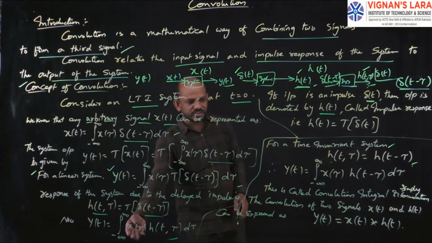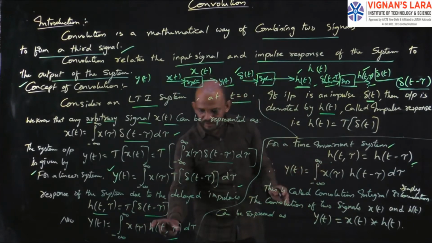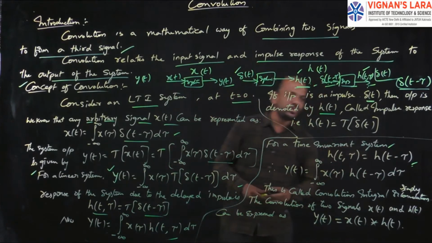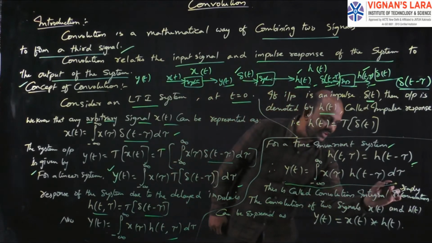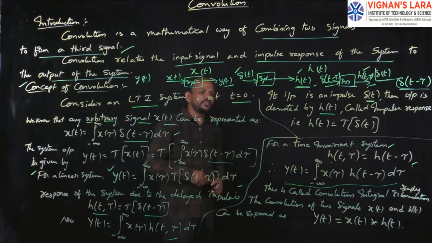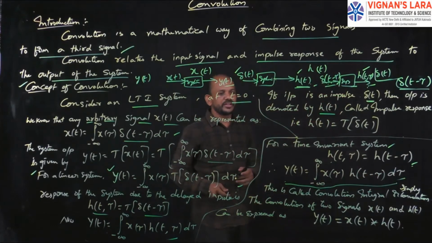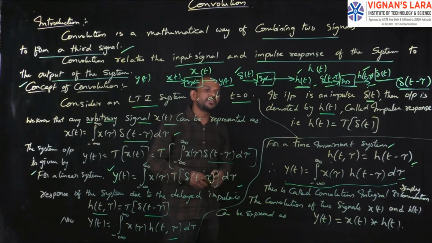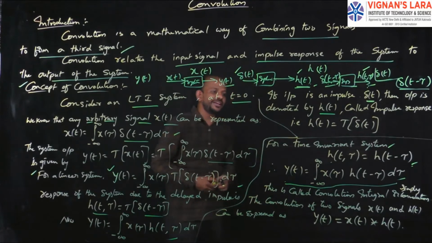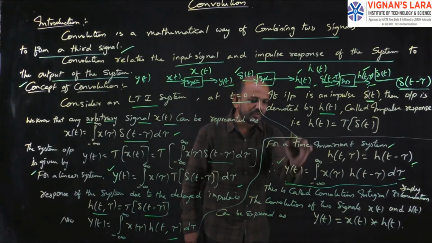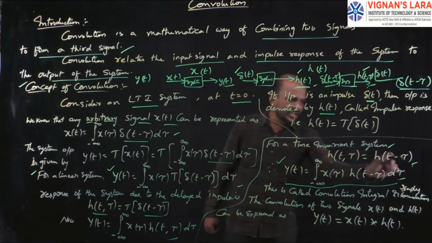So in this equation, y of t changes to y of t equal to integral from minus infinity of x of tau, and in place of this, I can write h of t minus tau d tau. So finally I got the equation of y of t as y of t equal to integral from minus infinity of x of tau h of t minus tau d tau. This is called the convolution integral, or simply convolution.